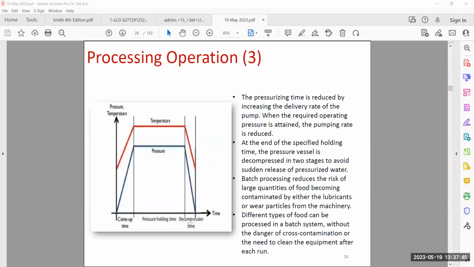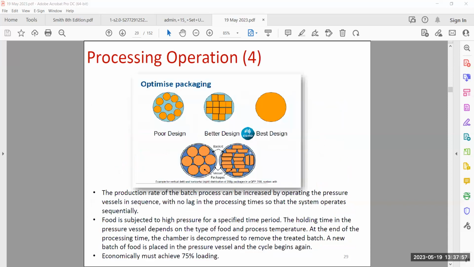And of course, the pressurizing time is reduced by increasing the delivery rate of the pump, and when required operating pressure is attained, the pumping rate is reduced. You can read more on this on my slides, but the gist is basically that, right?